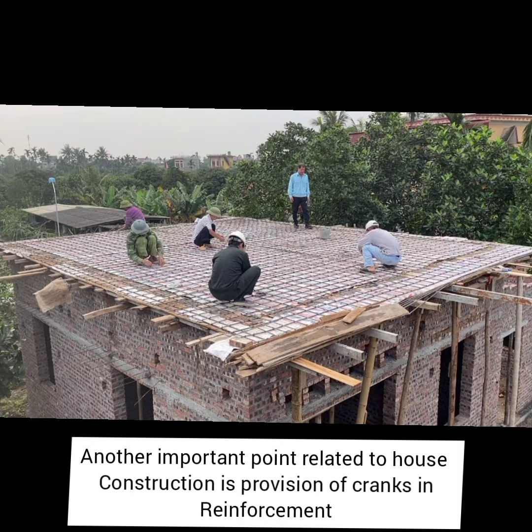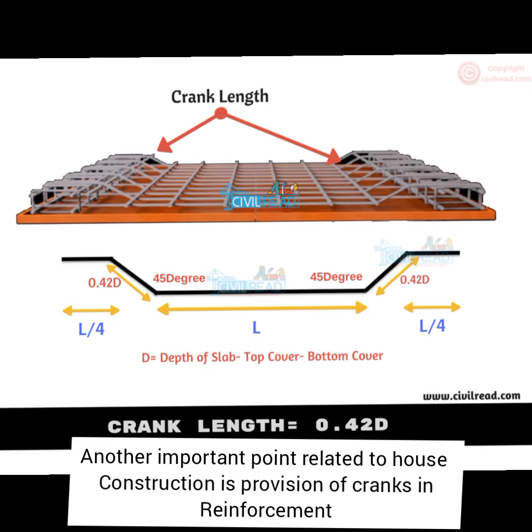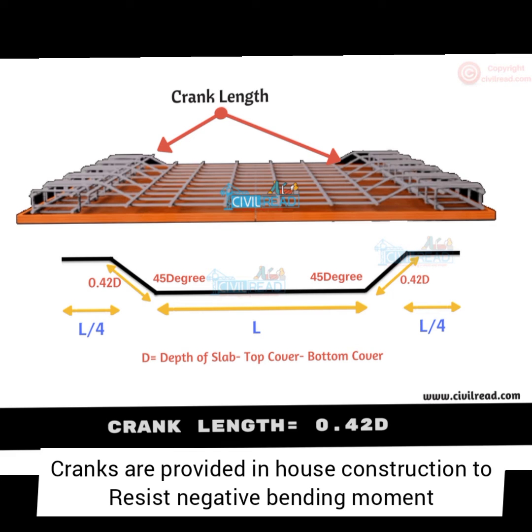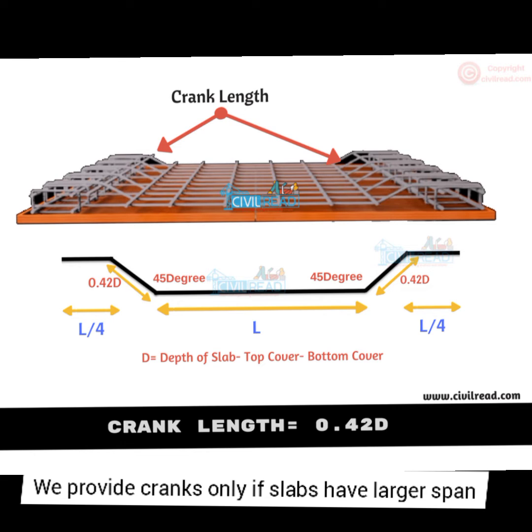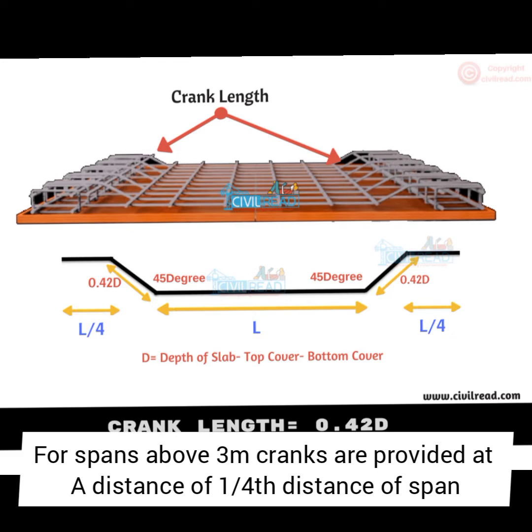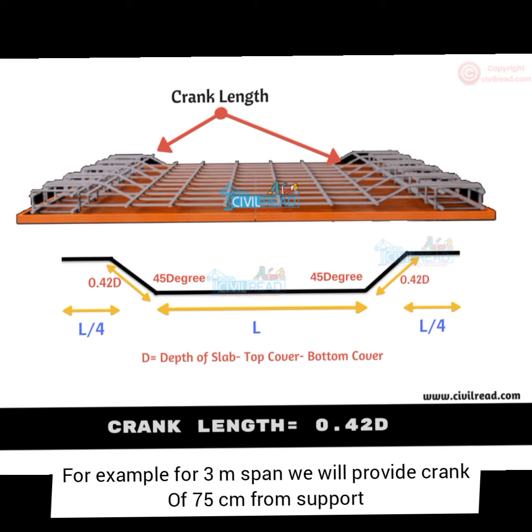Another important point related to house construction is the provision of cranks in reinforcement. Cranks are provided in house construction to resist negative bending moment. We will provide cranks only if slabs have a larger span. For spans above 3 meter, cranks will be provided at 1/4 distance of the span. For example, for a 3 meter span, we will provide a crank of 75 centimeter from the support.